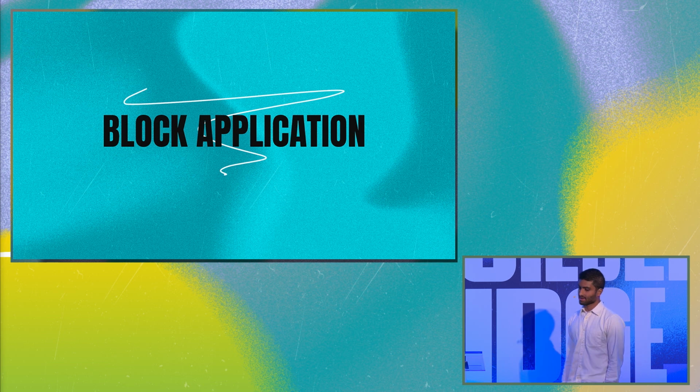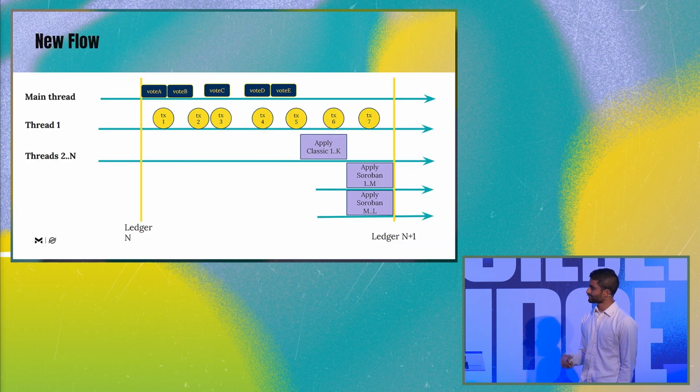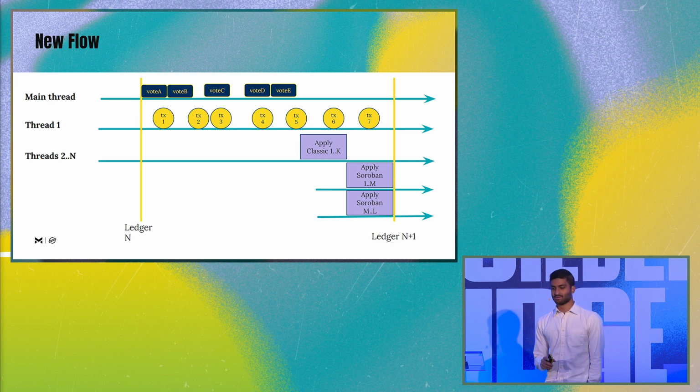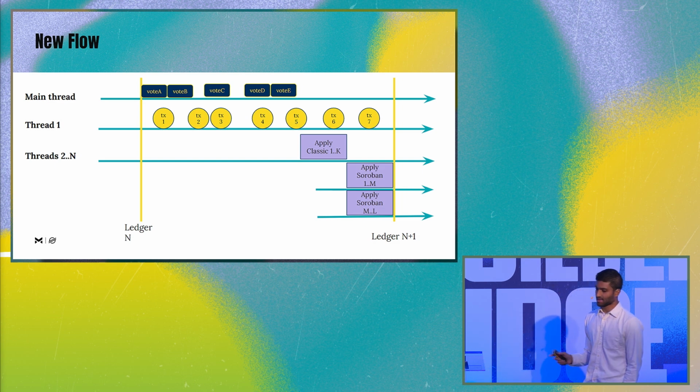So next up, I'll talk a bit more about optimizations at the block application layer. Up until this point, the flow diagrams have shown transactions being applied in a single thread. But as I hinted at earlier, we can do better and parallelize Soroban.